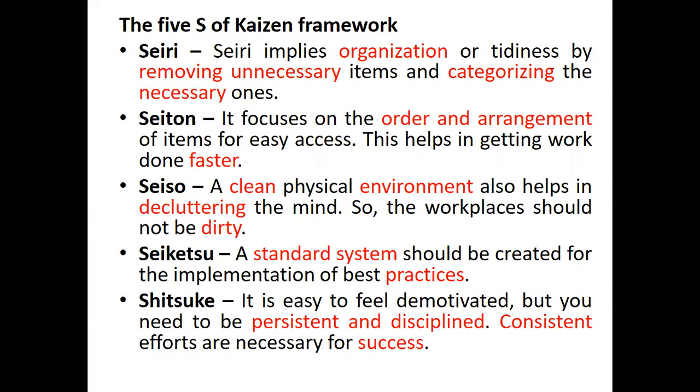Next one is the Seiketsu. Seiketsu means what? A standard system should be created for the implementation of the best process. If you have decided that this is the process to use, then I have to standardize this process. We will prepare the standard operating process. Standard system means what? Once it is decided, everybody must implement it. Then after that, you should not find another alternative in the approval of management. Getting this? So you have to prepare the standardized system.